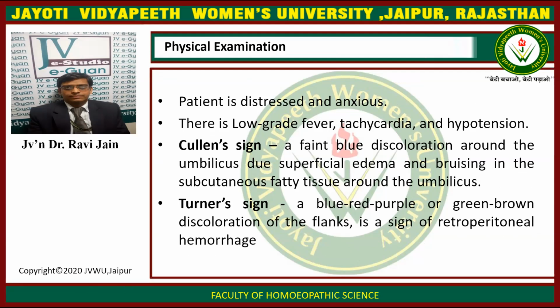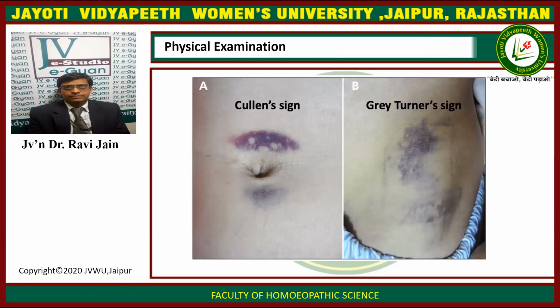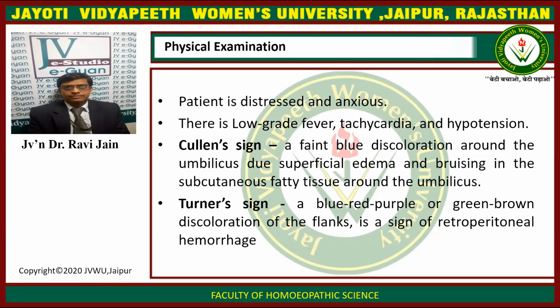Number one is Cullen's sign. The second one is Turner's sign. So what is Cullen's sign? Cullen's sign is a faint blue discoloration around the umbilicus. So this is very important. Let me show you the Cullen's sign. A slight bluish discoloration around the umbilicus, due to superficial edema and bruising in the subcutaneous fatty tissue around the umbilicus. So this was Cullen's sign.